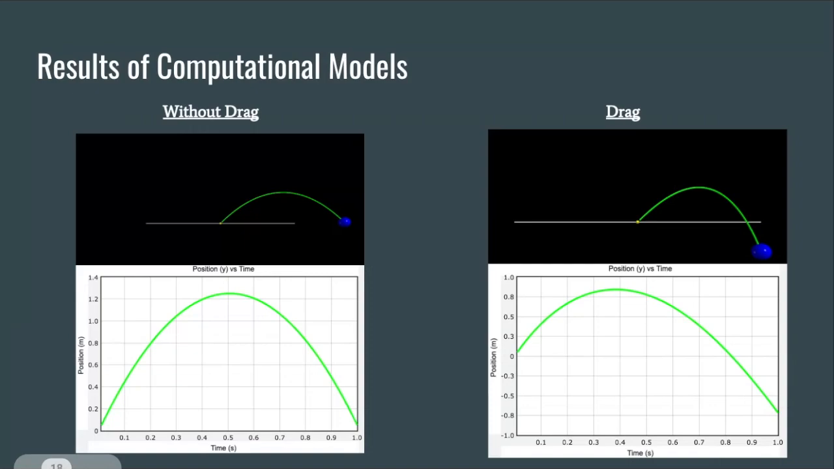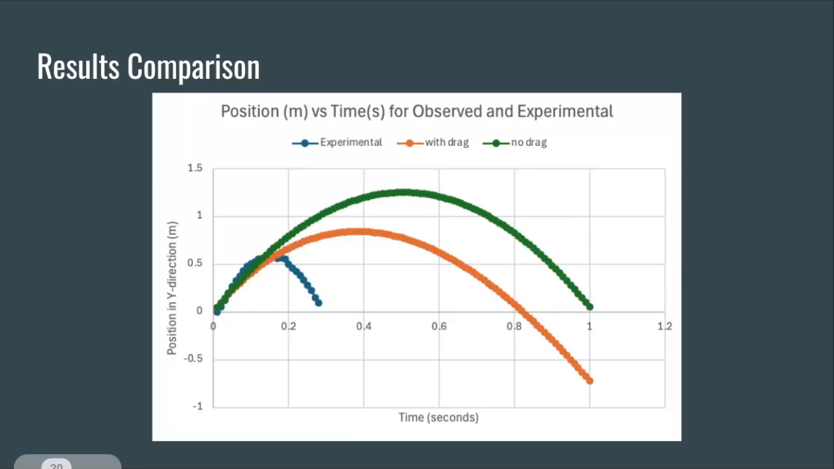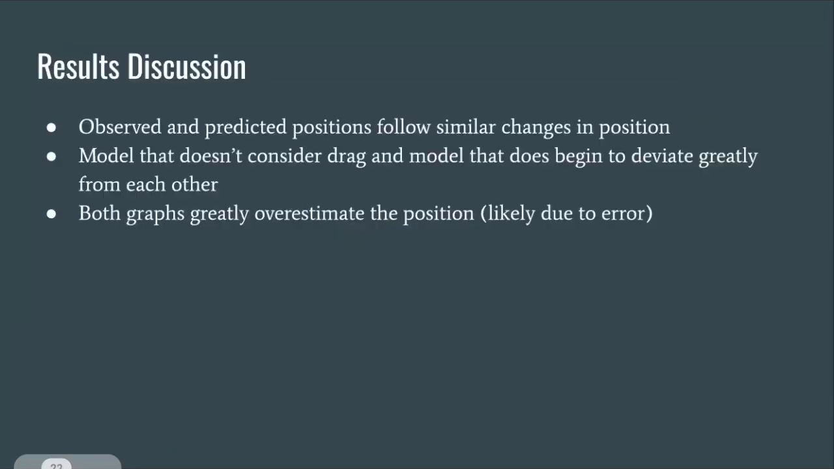You can observe that they are pretty much the same except the one without drag goes a little bit higher on the y-axis than the one with drag. Comparing all three, the Tracker and the two computational models, you can see our experimental in blue, our computational model with drag in orange, and our computational model with no drag in green.